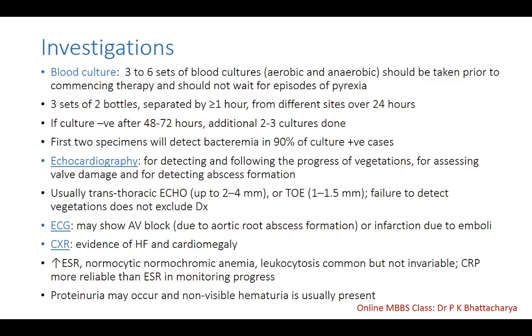Among the investigations, the most important investigation is a blood culture, followed by echocardiogram, and ECG and chest X-ray will also help you. So blood cultures, you should take at least 3 sets of 2 bottles. That means 6 bottles should be taken, 1 aerobic, 1 anaerobic, separated by 2 hours, 1 hour, and from different sites over the first 24 hours.